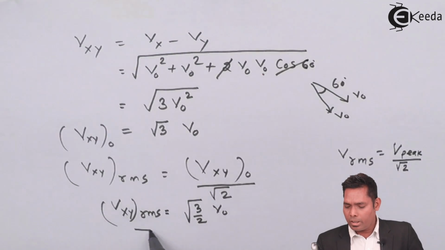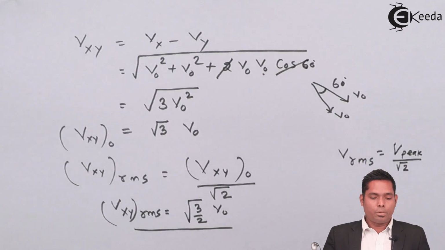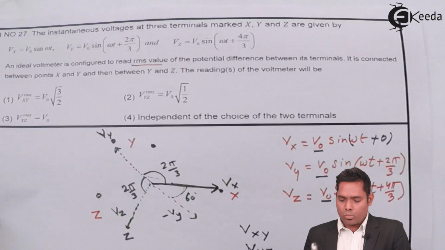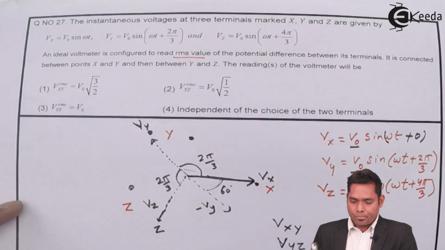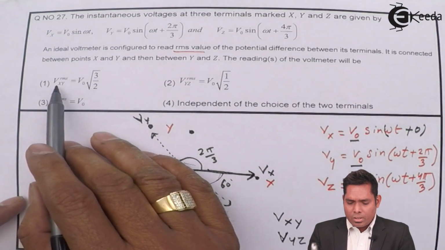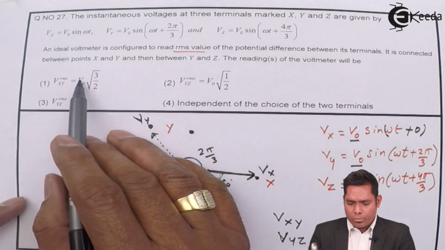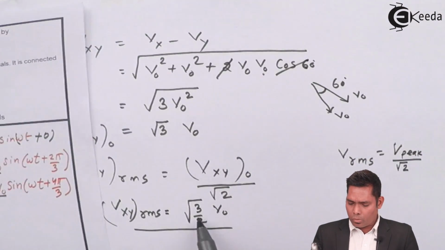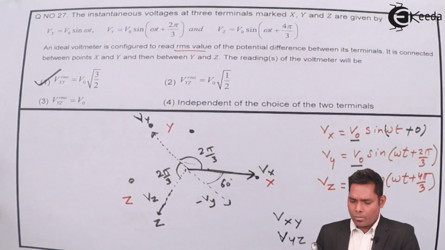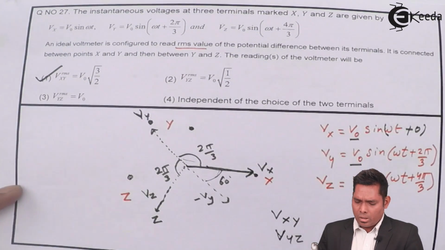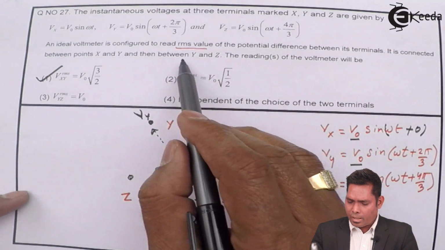This should be the reading of the instrument between the two terminals connected, X and Y. So if I see the options, then Vrms xy equals V0 root 3 by 2, this option is correct. And what about Vyz, between Y and Z?